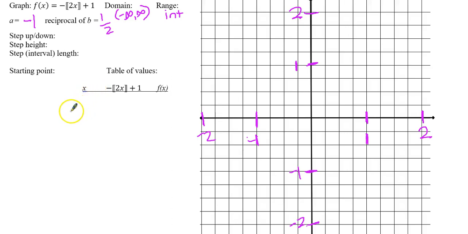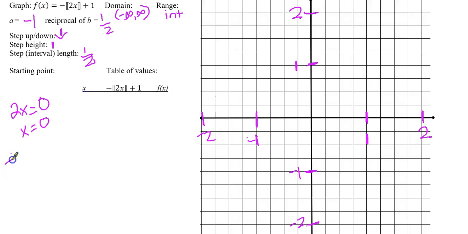So since our A is negative, are we stepping up or down? How much? 1. It's still 1. It's just step down 1. What's our interval length? We've already determined it. Look, it's 1/2. Okay, so really quickly, we just need to know where to start. So I'm going to start by zeroing out what's in my greatest integer. What would x have to be? X has to be 0.